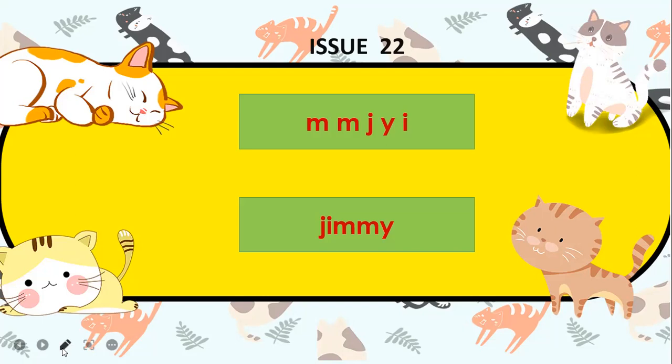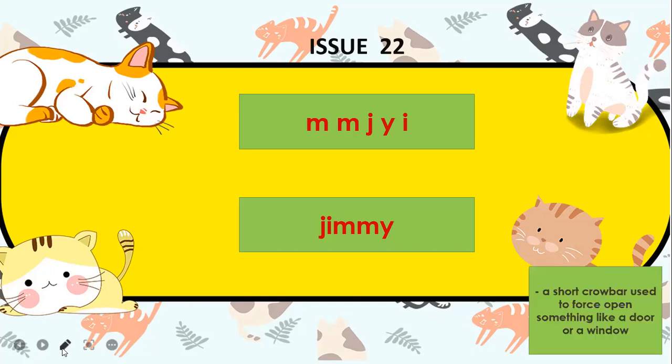I don't know. You don't remember? No. Okay, that's fine. So it's a tool, a crowbar tool. When we force open something like a window or maybe a door, we use a jimmy. Oh, I remember the picture? Yes. Okay, very good. At least you remember. That's fine. Okay, so that is Jimmy. Next.